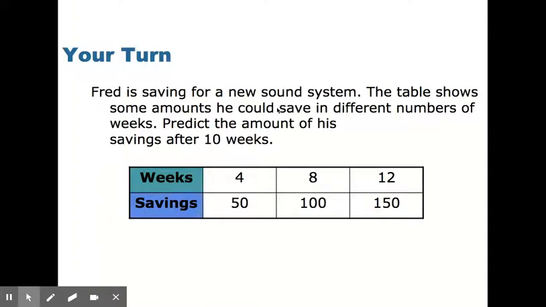Okay, now you try. Fred is saving for a new sound system. The table shows some amounts he could save in different numbers of weeks. Predict the amount of his savings after 10 weeks. Okay, solve this. And we would find it's $125. I would see the connection, which is 12 and a half, to go from here to here. Multiply 8 by 12 and a half, you get 100. Multiply 12 by 12 and a half, you get 150. Multiply 10 by 12 and a half, you get $125.